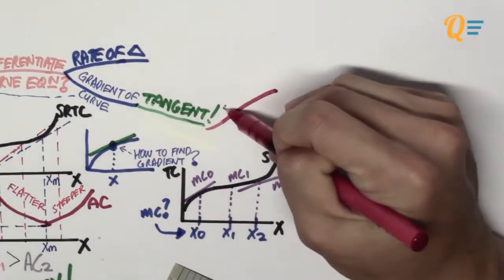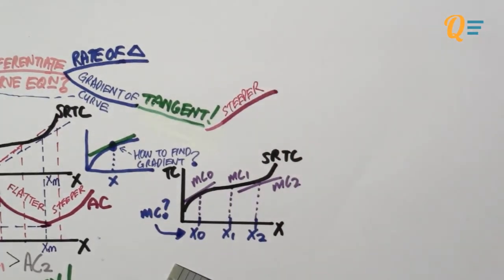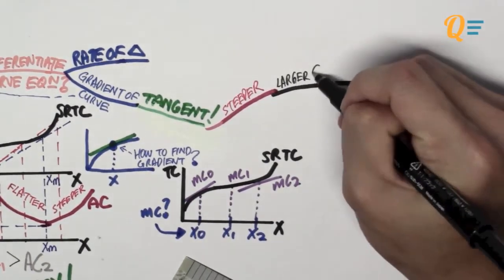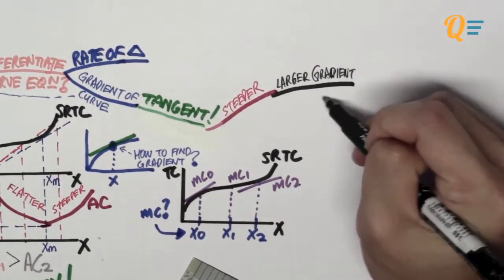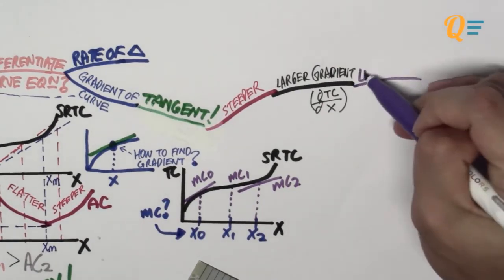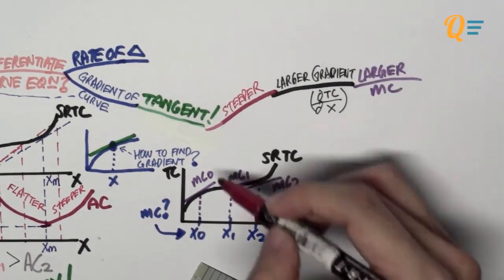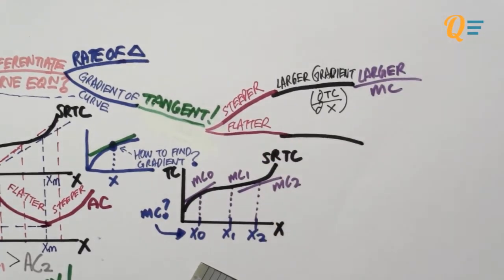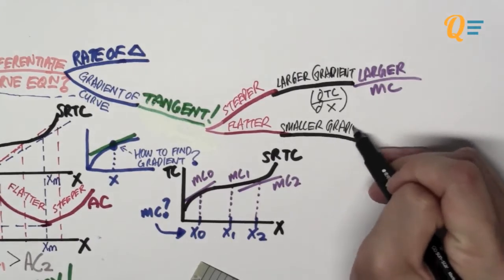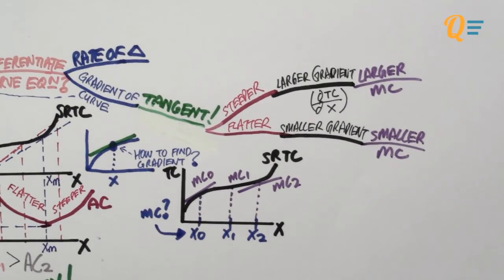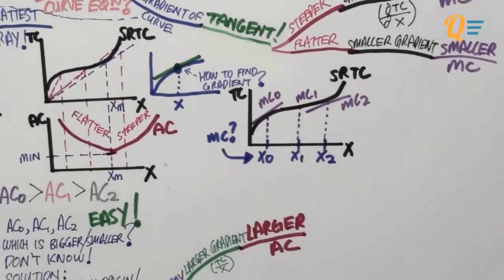So now, you know that when the tangent is steeper, this means that it has a larger gradient. And the gradient of the curve is simply going to be the change in the total cost divided by the change in X, right? So when this is larger, it simply means that your marginal cost is larger, right? The change in cost per unit is larger. If the tangent is going to be flatter, then you're going to have a smaller gradient, okay? So the smaller gradient will also mean a smaller marginal cost. So that's how you're going to compare the magnitudes of marginal cost at x0, x1, and x2.